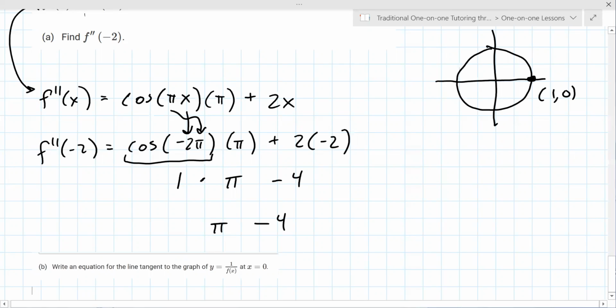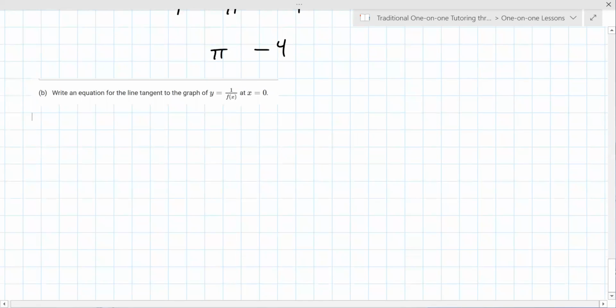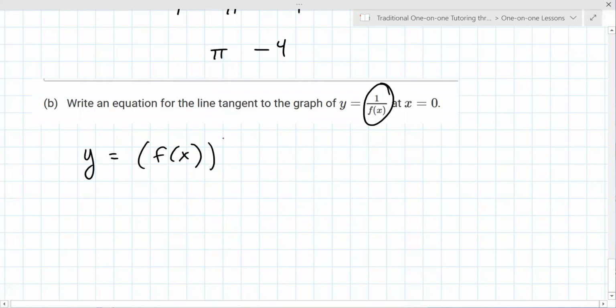Part B says write an equation of the tangent line to the graph of y equals 1 over f of x at x equals 0. So the mistake here is to not realize that this is a very different problem. 1 over f of x is its own function. It's actually kind of a rewrite here. It's like saying f of x to the minus 1 power, not inverse, to the minus 1 power. So it's a power rule followed by a chain rule.